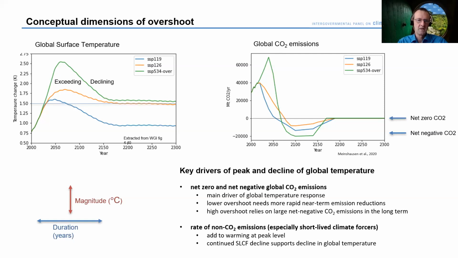I just want to add that the rate of non-CO2 emissions, especially of short-lived climate forcers, is also relevant for overshoot for 2 reasons. One is the rate of non-CO2 emissions adds to the warming from CO2 at peak level, but also a continued decline in short-lived climate forcer emissions could support a further decline in global temperature. So it's predominantly driven by CO2, but non-CO2 emissions are relevant. And of course, depending on country profile, may be particularly relevant for that country's contribution, but also mitigation options.